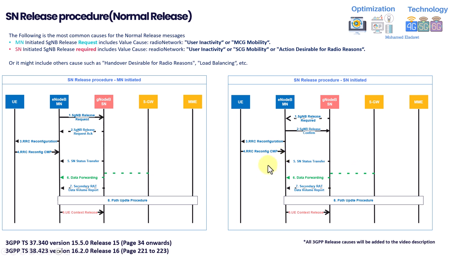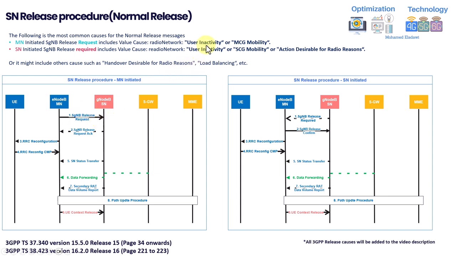And the question here is, when will the master node initiate the release and when will the secondary node initiate the release? As mentioned above, usually the master node initiates the release request for two major causes. First one is called user activity, or MSG mobility. I will go through these cases in the next slides. But for user activity, for example, if you have an activity timer and the activity timer expires, then the eNode B will request to release the secondary node.